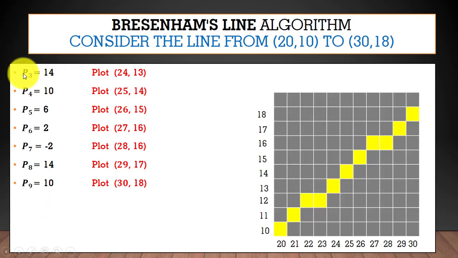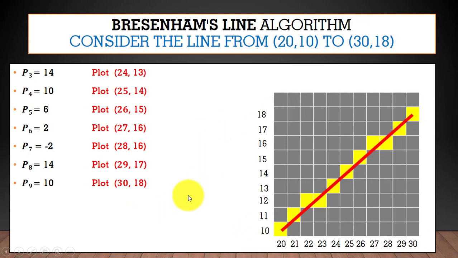Now you can see for p3 we have a point that is 24, 13. So this is 24 and here we have 13. Next is 25, 14. So the value of x is 25 and this is 14. Next is 26, 15. The next point is 27, 16, as you can see here. The next point is 28, 16. The next point is 29, 17. And the last point that we got is 30, 18. Done. So we got all the points.